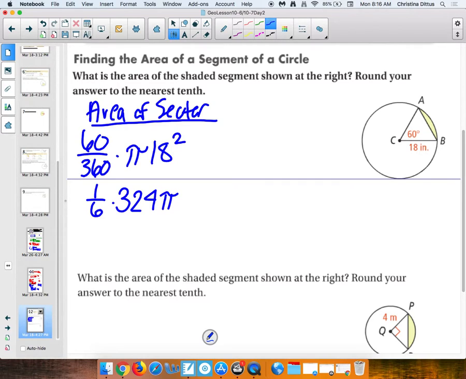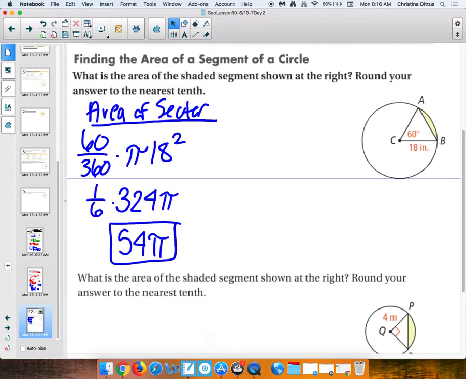To reduce, what should I do? Divide by 6. Good. And how much pi do we get? 54 pi. Okay, so that's if I found this entire thing. That's my sector. I have to subtract out the triangle portion so that I'm left with just that very small chunk. So I've got to find my area of the triangle.